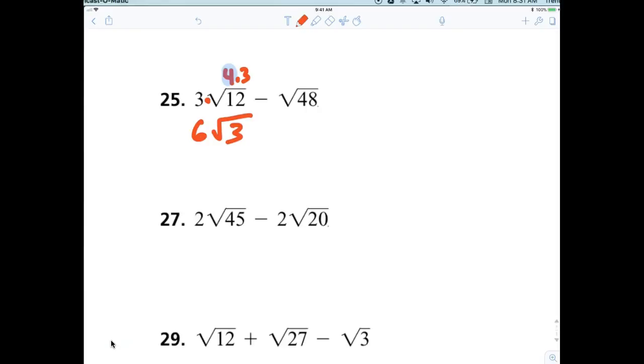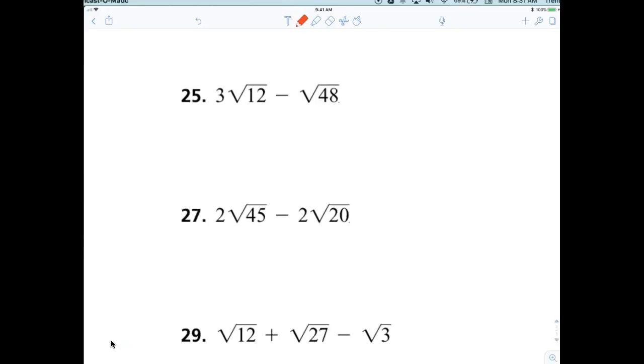Okay, one more time. I'll just break it down really slow. Here we go. Watch. Here's what I want you to realize. I want you to say this is 3 times, 12 is 4 times 3. You agree with that? What's the square root of 4? So now it's going to be 3 times 2 radical 3. Does that make sense now? And then the 3 times 2 is what? 6 radical 3.